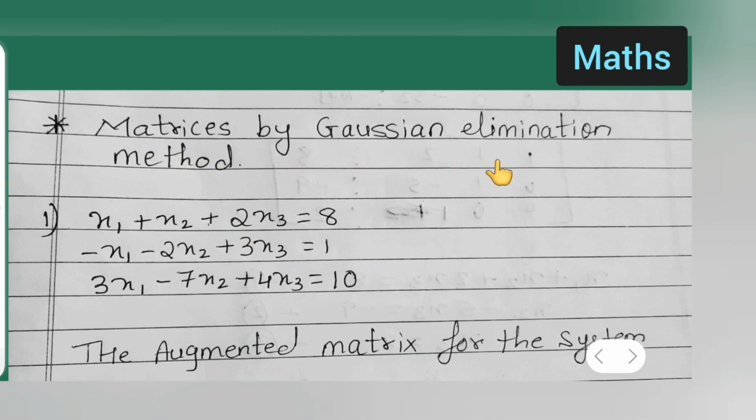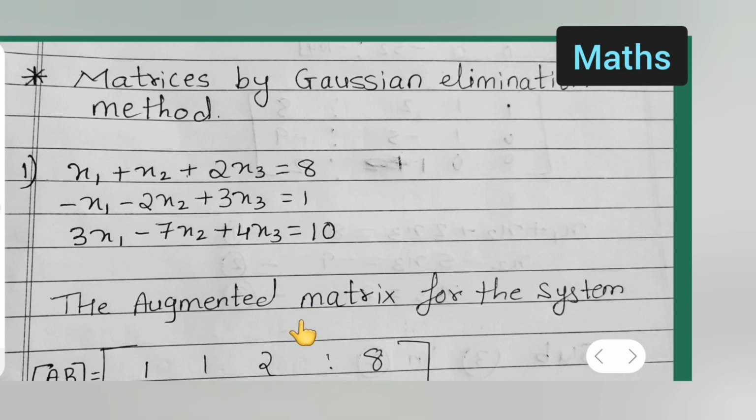Matrices by Gauss elimination method. Take the first problem, that is x1 plus x2 plus 2x3 is equal to 8. Second equation is minus x1 minus 2x2 plus 3x3 is equal to 1. Third equation is 3x1 minus 7x2 plus 4x3 is equal to 10.